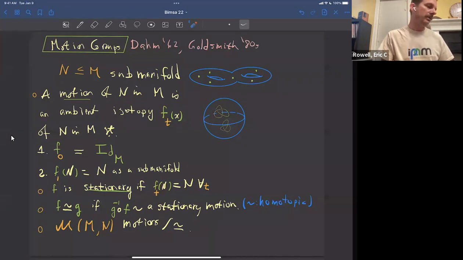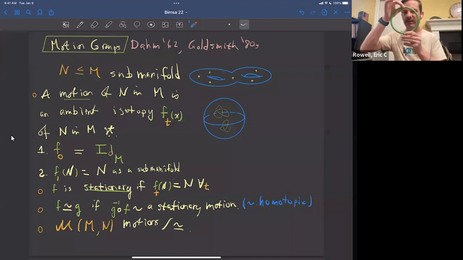And then there's motions that are stationary, so sort of the boring motions, which would be where N doesn't really move out of itself at all. So you can think of taking like a circle like this and just rotating it a little bit in space. That would be a stationary motion.